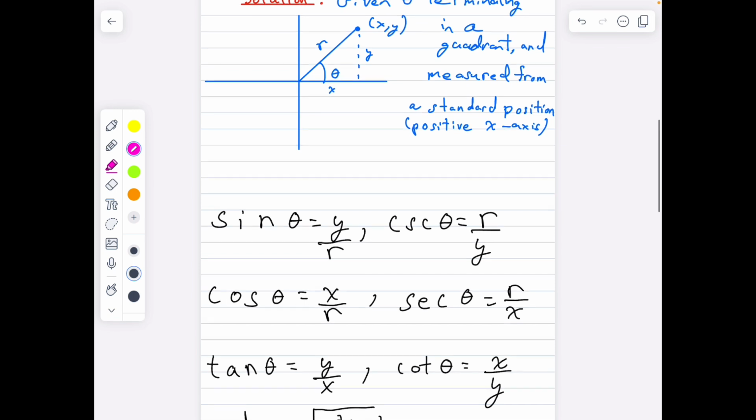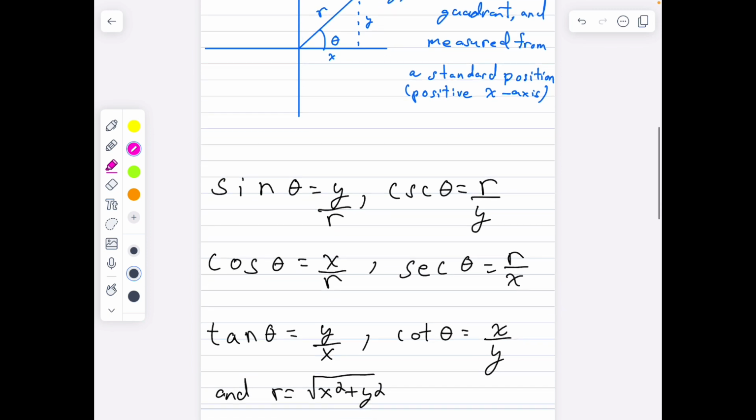Sine theta is y over r, cosecant is r over y. Notice how cosecant is a reciprocal of sine and vice versa. Cosine is x over r, secant is r over x. Tangent is y over x, and cotangent is x over y, with r being the square root of x squared plus y squared. Okay, so we're going to be using that here.